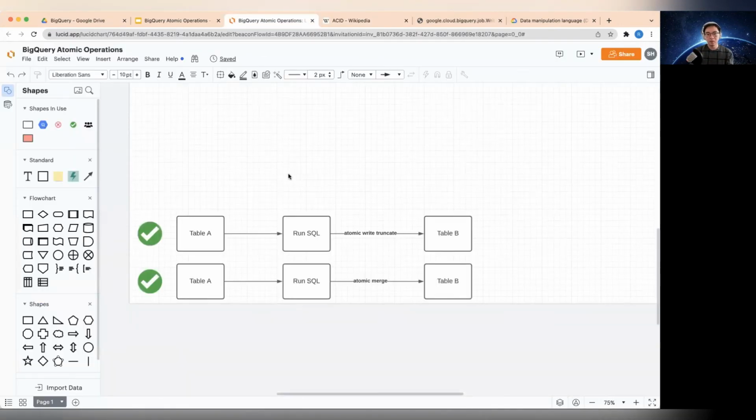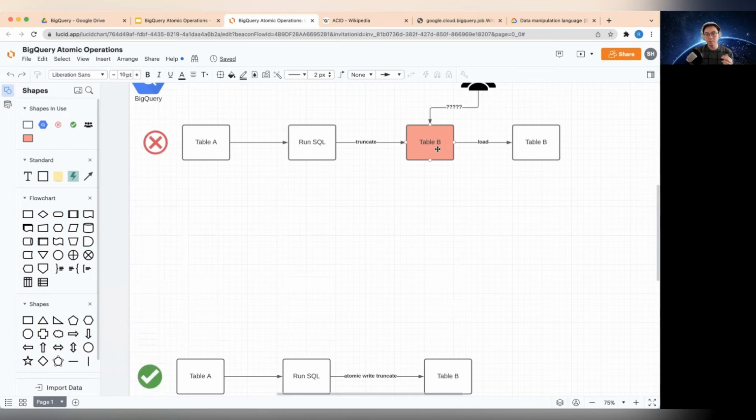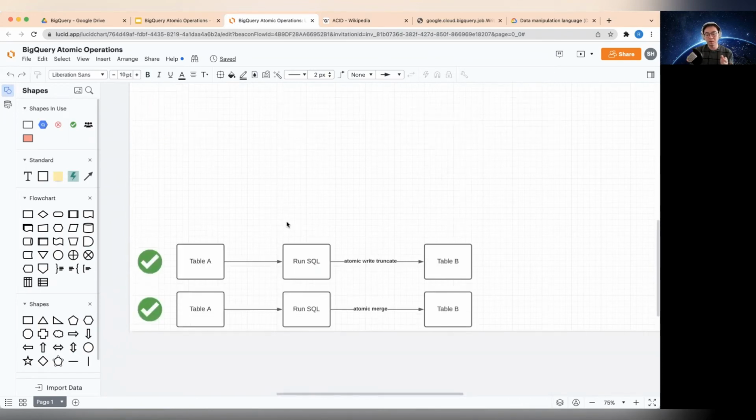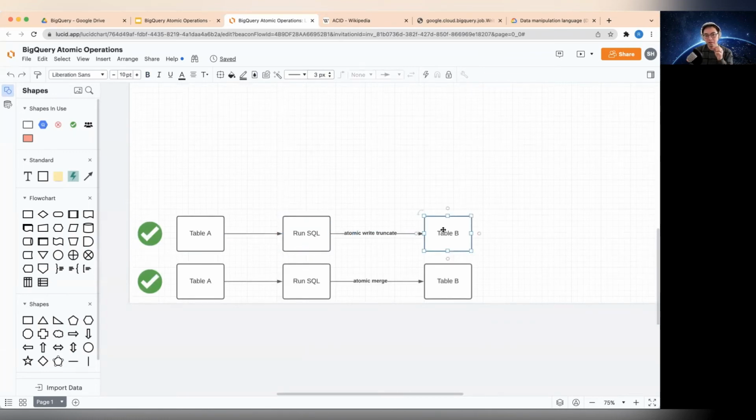So now let's focus on two specific use cases of BigQuery atomic operations. These two are very commonly used, by the way. The first one is write truncate. This basically means you do exactly the same thing as before, but in BigQuery, there is a way to do it in one atomic step, right? You're still starting from table A, you run a SQL query, and then you do these two, the truncate first, and then the write at the same time as one atomic operation.